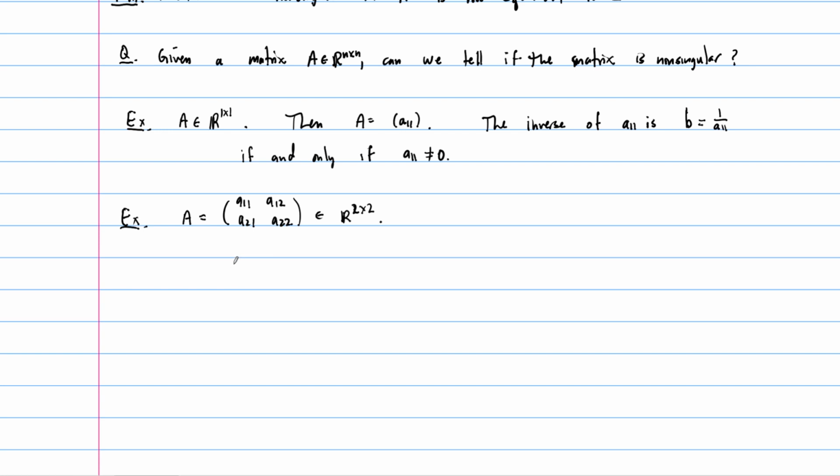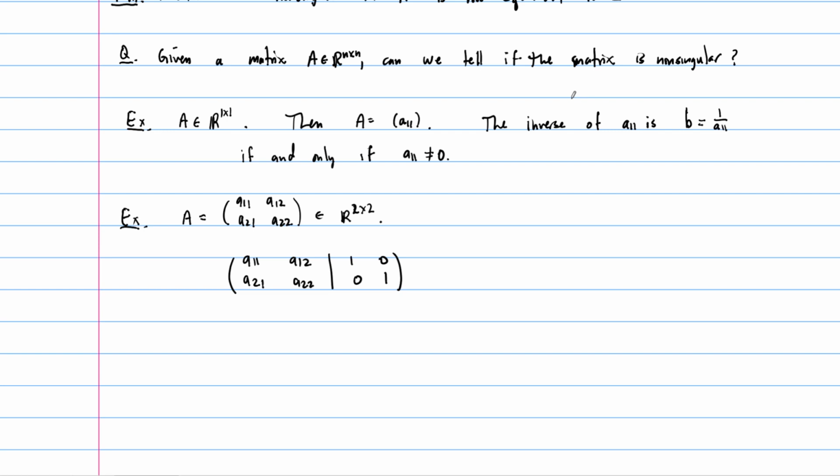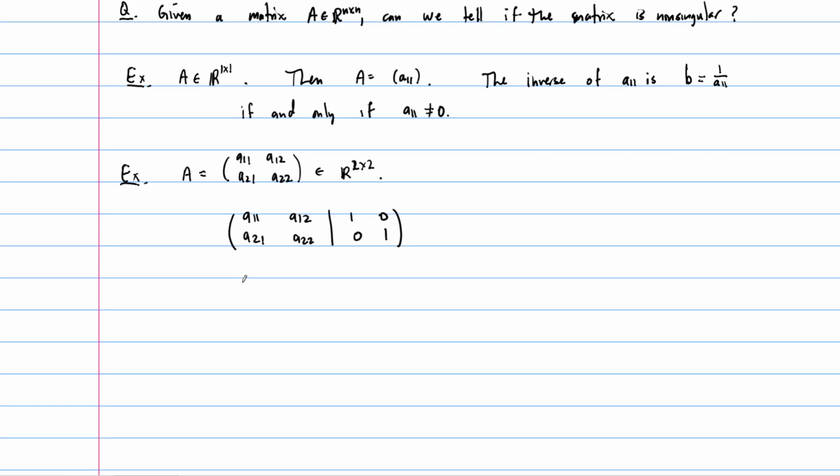All right, so let's write the augmented matrix for this one. This is going to be A11, A12, A21, A22, and then we'll augment this with the identity matrix. Remember that A is going to be non-singular if it is row equivalent to I. That means if we can perform elementary row operations to transform the left-hand side of this matrix into the identity matrix, then the right-hand side will be the inverse matrix. So as we go through, let's set some criteria here.